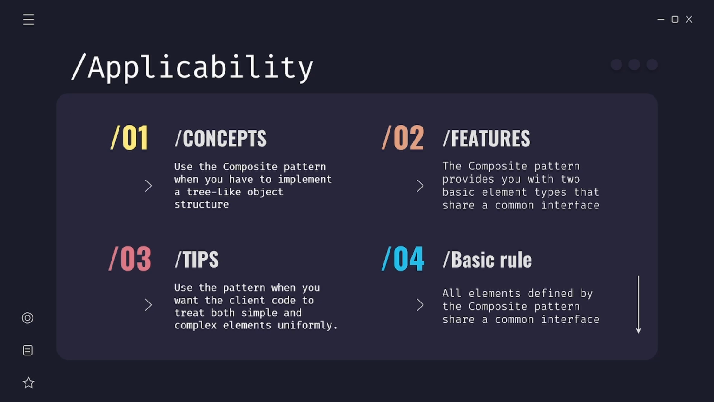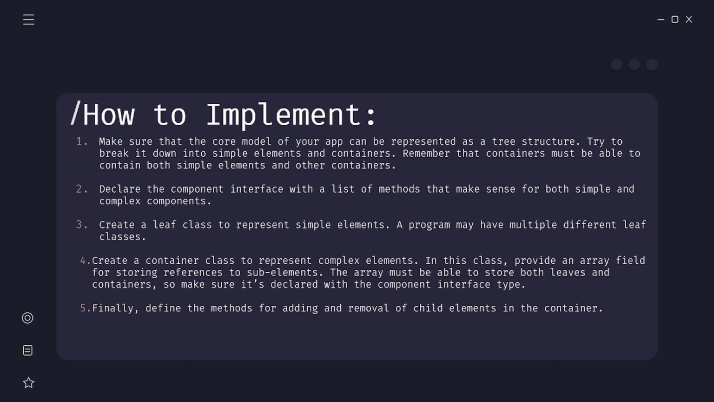The composite design pattern is applicable when there is a need to show part-whole hierarchy of objects, as well as when you want to treat all of these objects uniformly. So, how to implement composite pattern? First, make sure that the core model of your app can be represented as a tree structure. Try to break it down into simple elements and containers. Remember that containers must be able to contain both simple elements and other containers.